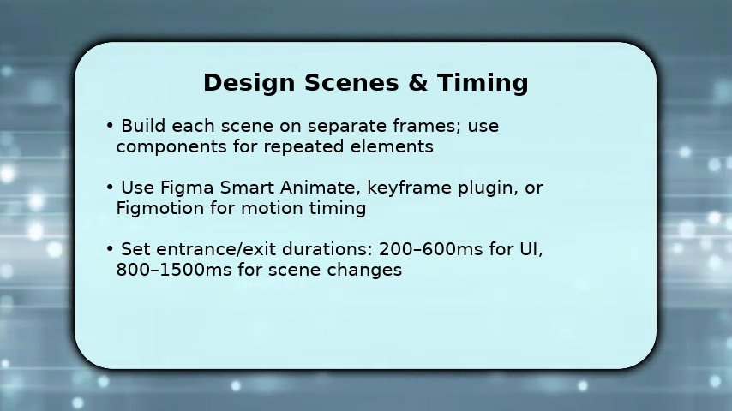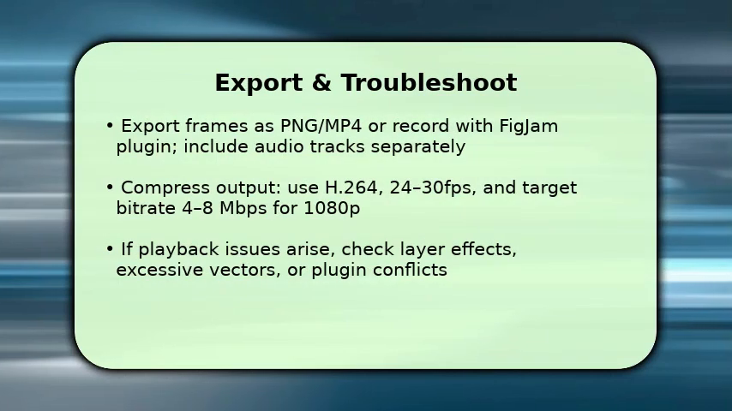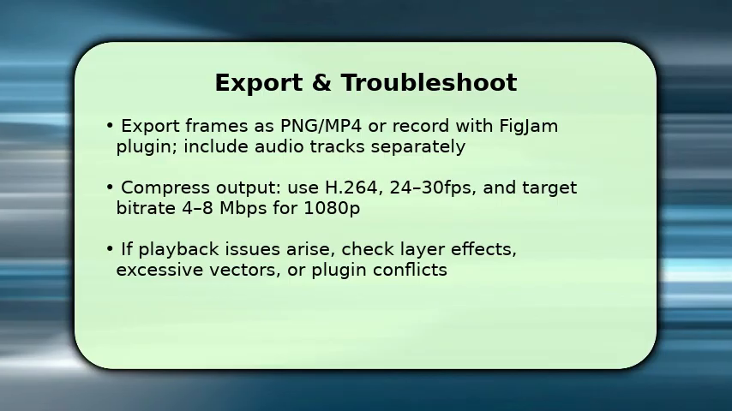Export animated frames as MP4 via a plugin or record the canvas, then sync audio in your editor. Separate audio gives better control. Use H.264 at 24 or 30 fps and a 4 to 8 Mbps bitrate for smooth 1080p output.